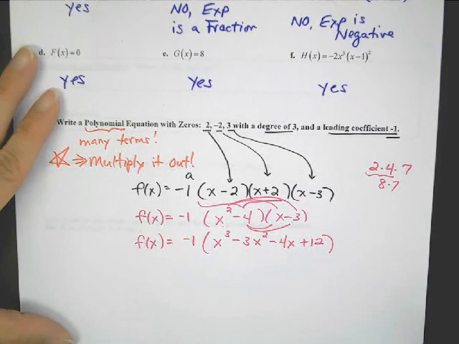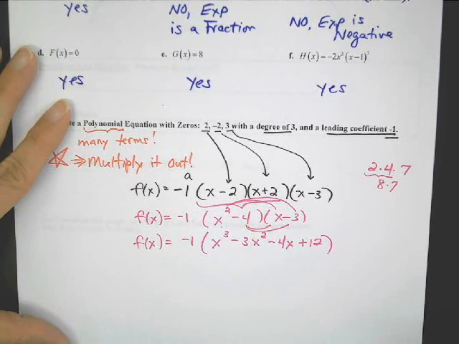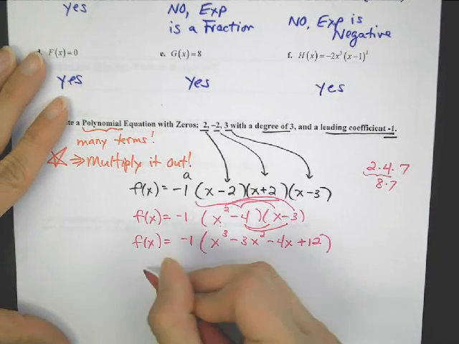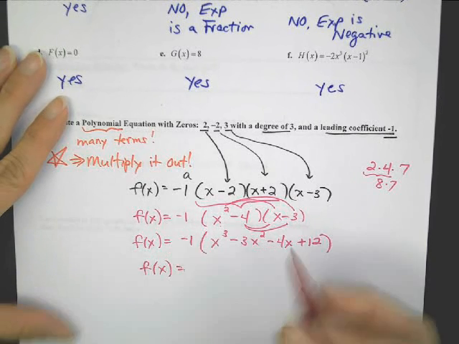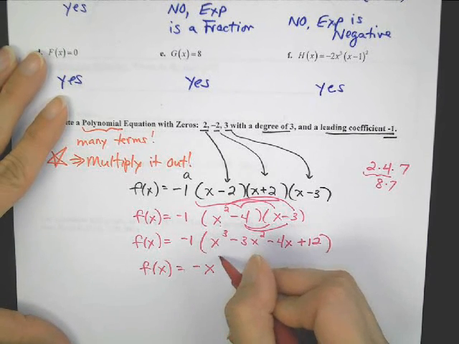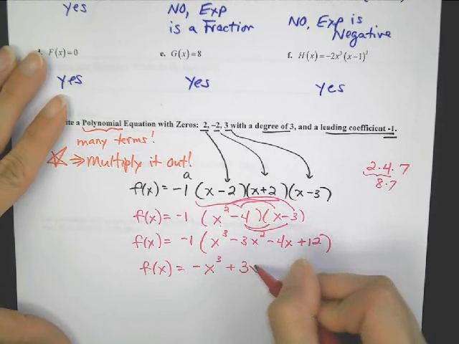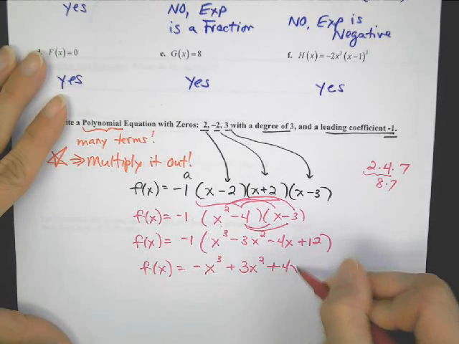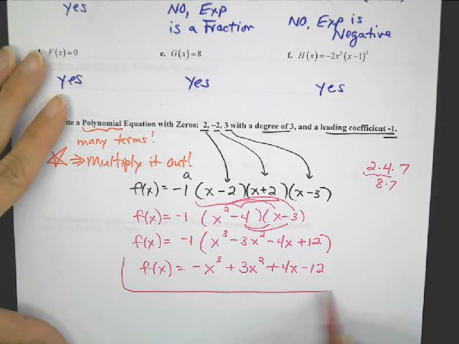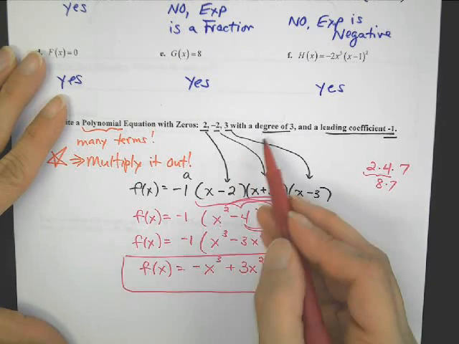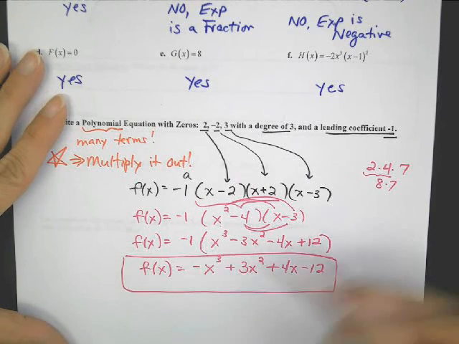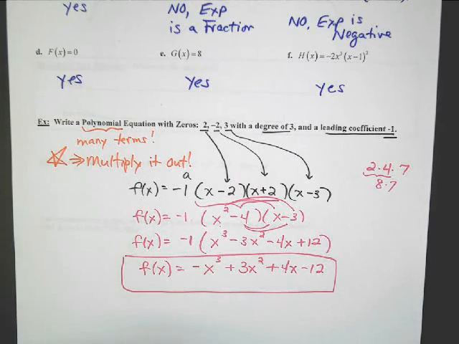Can any of those be added together? Any like terms? No. The final thing, let's distribute in the negative 1. So f of x equals negative x cubed plus 3x squared plus 4x minus 12. There is the polynomial. The degree is 3. Okay, and the leading coefficient is negative 1.